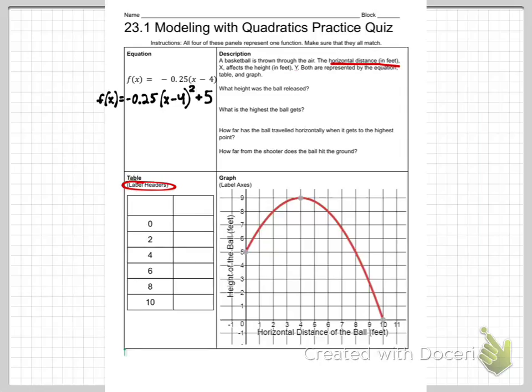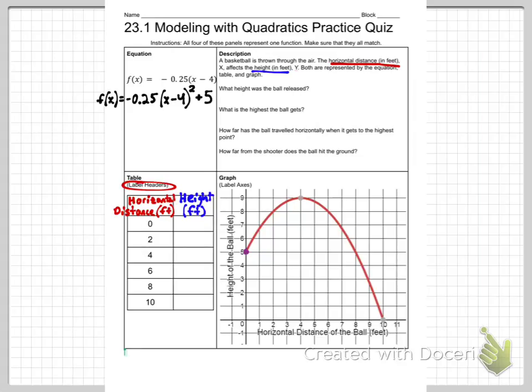The x value is the horizontal distance in feet. The y is height in feet. So now that I've got that labeled, I need to find points on my graph, and you can do this if I give you a calculator. Yeah, you can do this on the calculator.